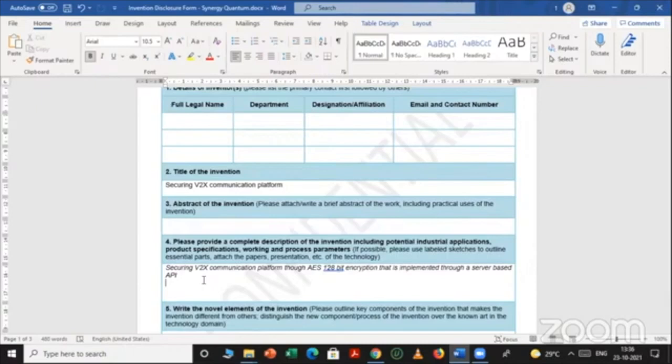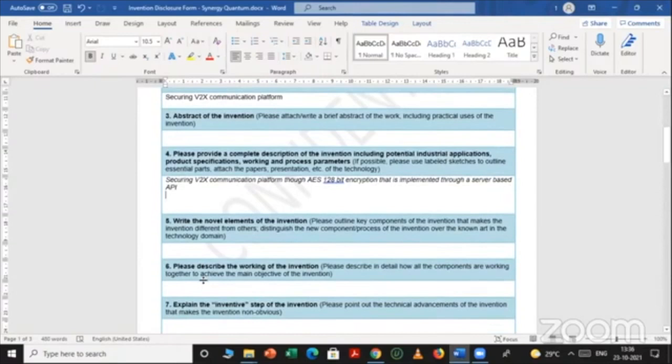So provide any possible information. If you have presented a paper or published an IEEE paper or a paper in ACM Computing Surveys, provide that information. It will help the examiner, it will help the attorney to write your patent in a more effective way, and the chances of getting it granted by any patent office will increase, obviously. So the fourth part is very important.